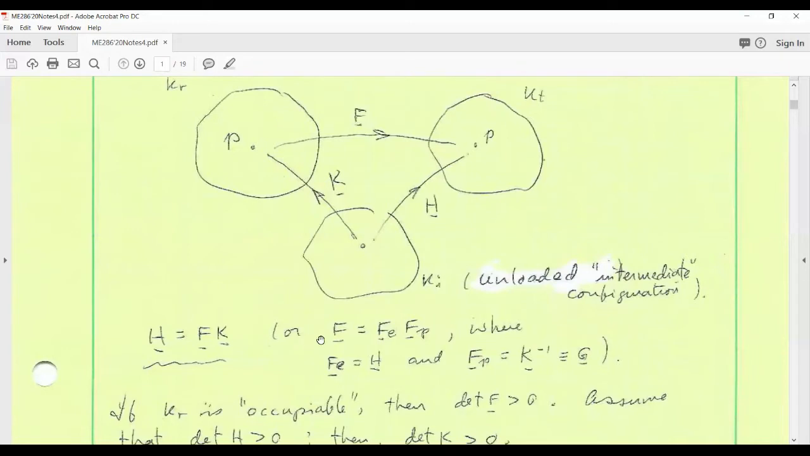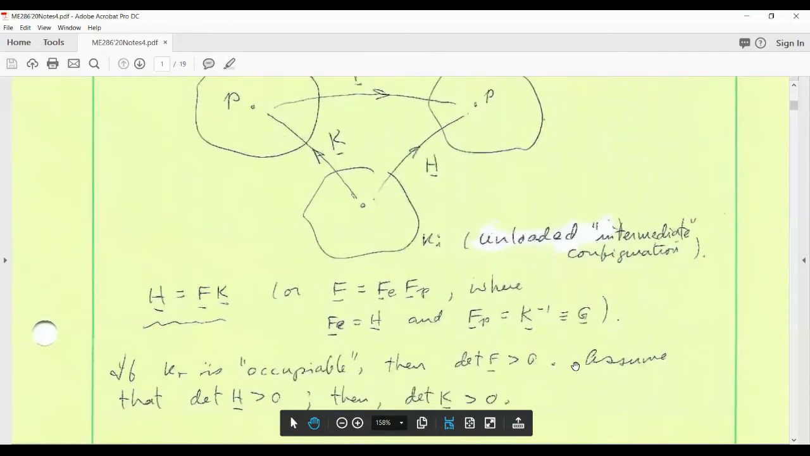That's just another way of writing F as FE FP, where FE is H and FP is the inverse of K. So to avoid all this subscript notation, FE and FP, I'll write that G, right? So F plastic is G, which is K inverse. F elastic is H.